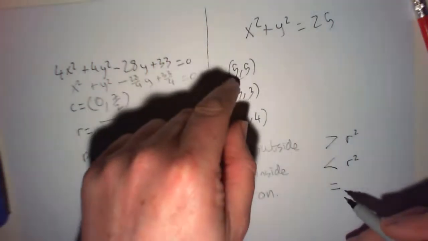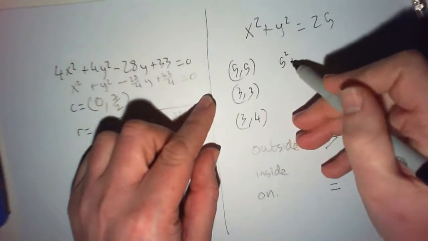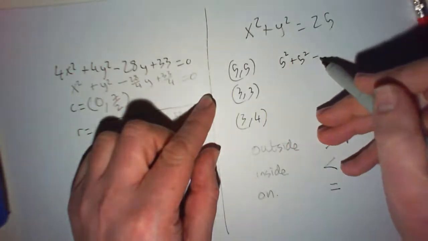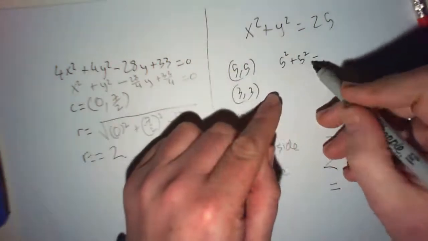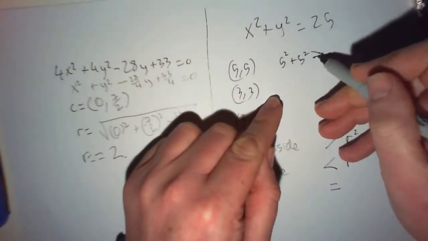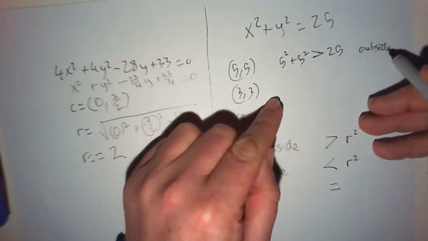So let's try it with these 2 points. So 5, 5, let's put it into the equation. That's 5 squared plus 5 squared. Is that greater than, smaller than, or equal to 25? Well, that's 50. That's greater than 25. So it's outside. See that?